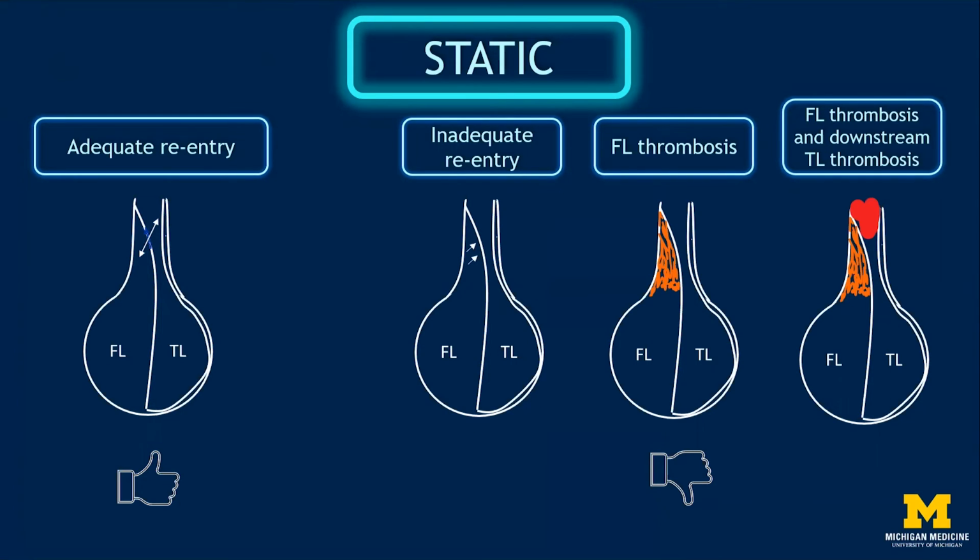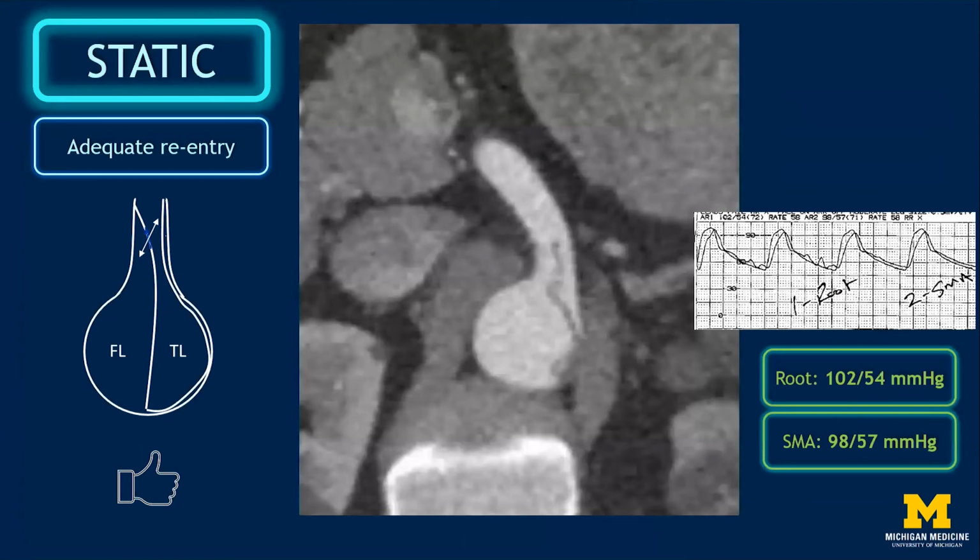On the right, we see not so good scenarios where distal flow may be compromised. When there is no reentry and the pressurized false lumen is pushing on the narrow true lumen of the branch vessel, or there's more rigid false lumen thrombus, or even in the worst case scenario, true lumen thrombus, the branch vessel may be compromised. Let's break these down.